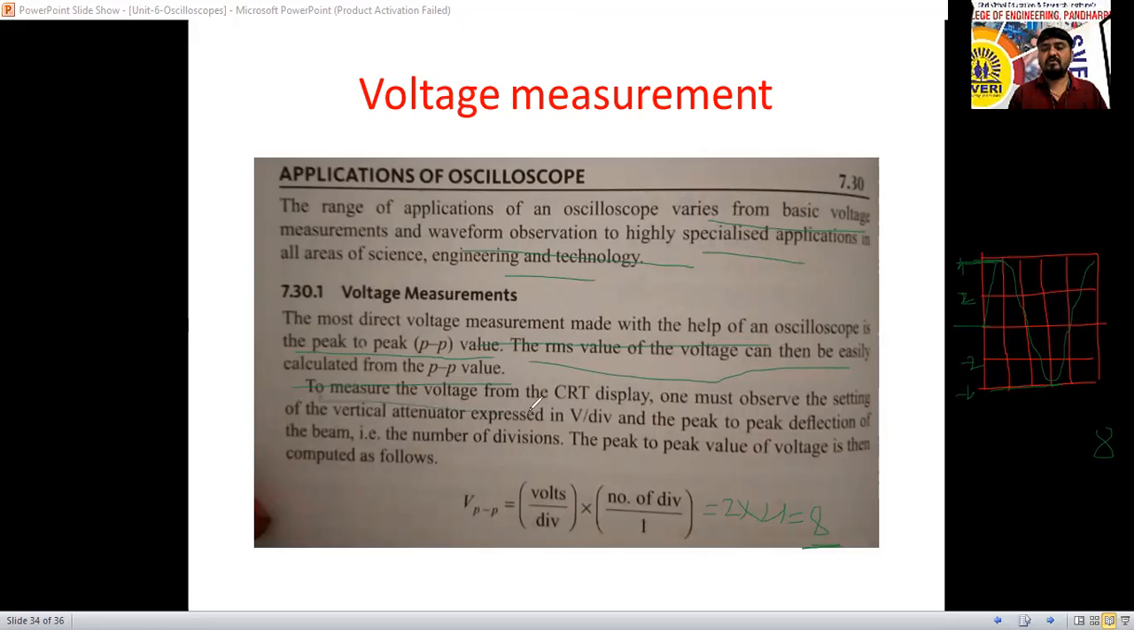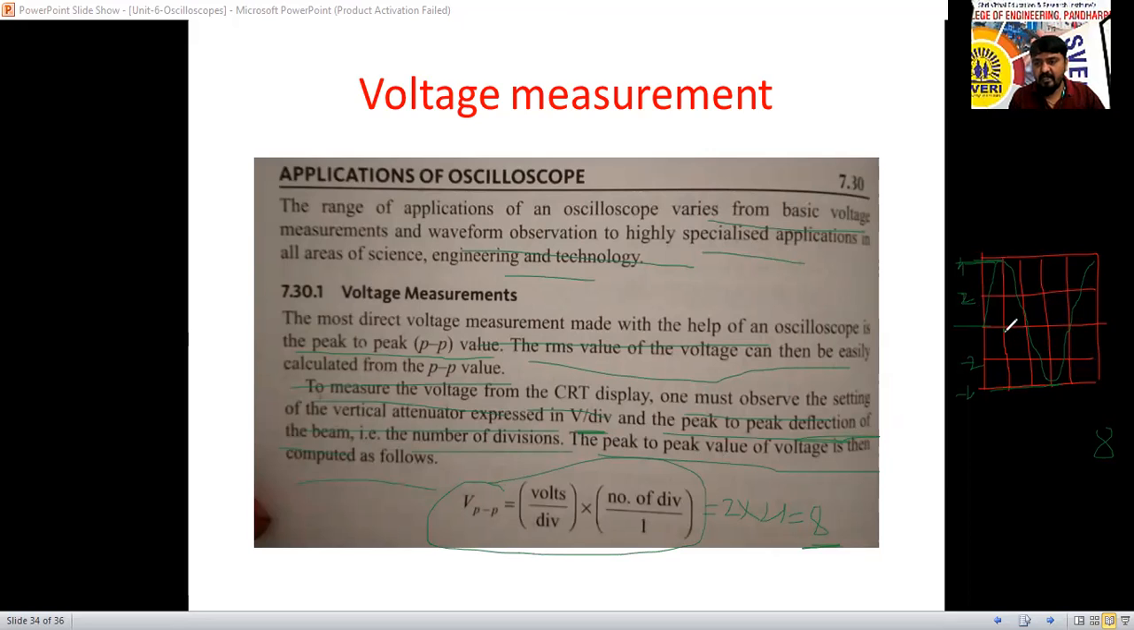To measure the voltage from the CRT display, one must observe the setting of the vertical attenuator, expressed in voltage per division. We can set this per division voltage to 1, 3, or 6, based on our setting. So voltage per division and peak to peak deflection of the beam, that is the number of divisions, we can check. The peak to peak value of the voltage is then computed as voltage per division times the number of divisions taken, that is called our peak to peak voltage.